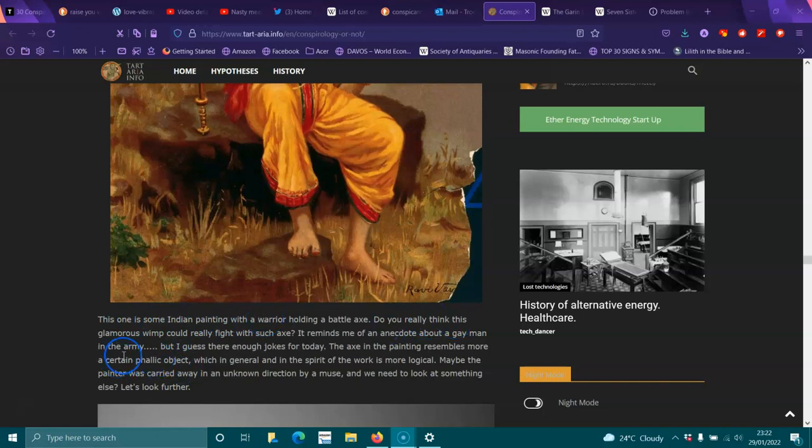This one is some Indian painting with a warrior holding a battle axe. Do you really think this glamorous warrior could really fight with such an axe? It reminds me of an anecdote about a gay man in the army, but I guess there are enough jokes for today. The axe in the painting resembles more a certain phallic object, which in general, and in the spirit of the work, is more logical. Maybe the painter was carried away in an unknown direction by a muse, and we need to look at something else. Let's look further.